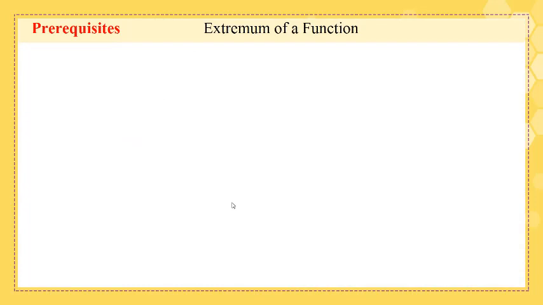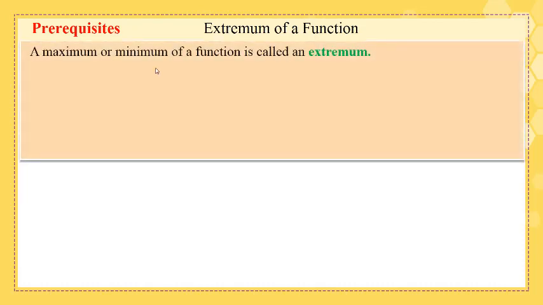Now, we will start with the first objective in this video, which is the extremum of a function. Do you remember what is meant by extremum of a function? Correct. A maximum or minimum of a function is called an extremum. Let us revise the definitions of maximum and minimum.